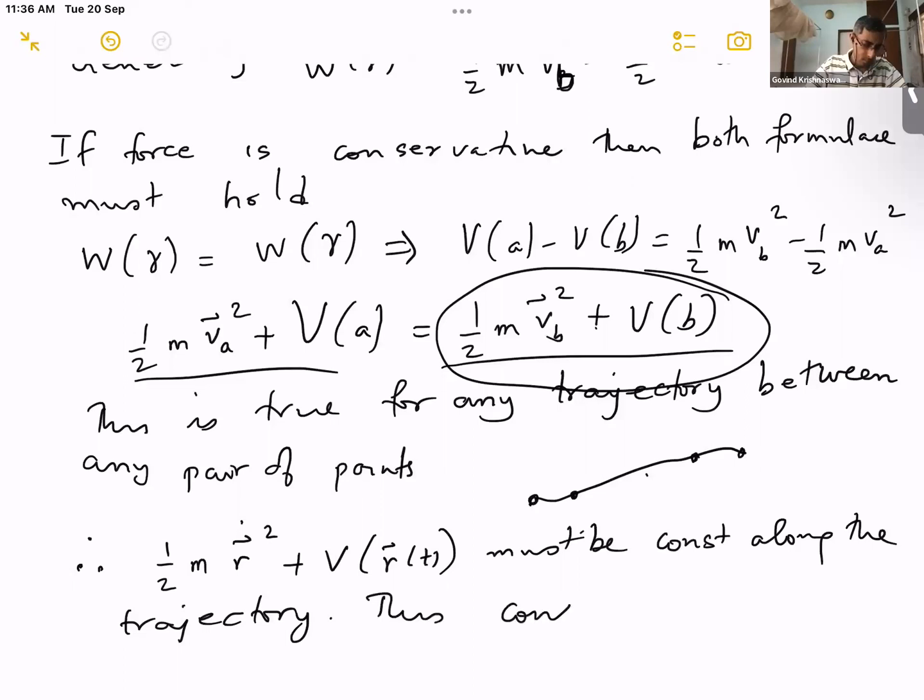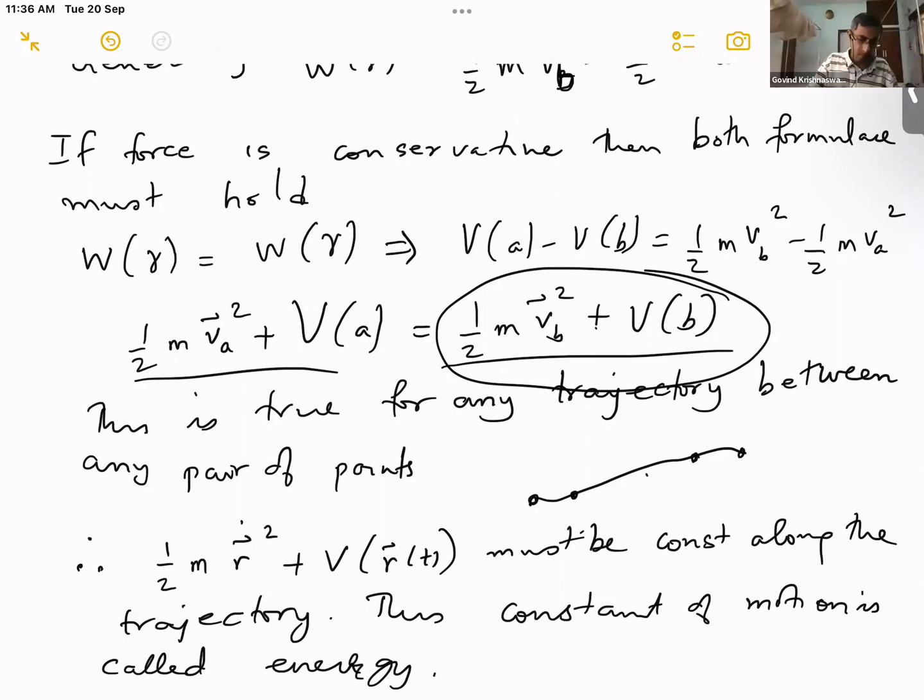Yeah, and therefore we have now discovered that there is a conserved quantity along the trajectory. This constant of motion is called energy. So, in other words, we have derived energy using this work energy principle.